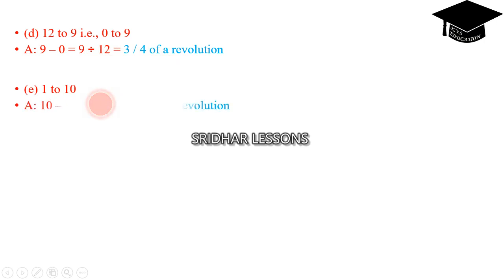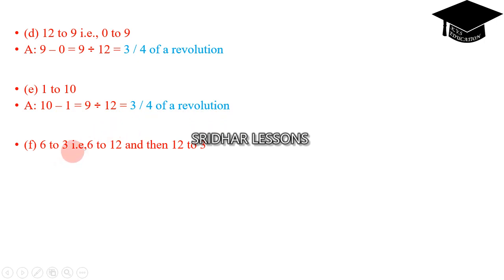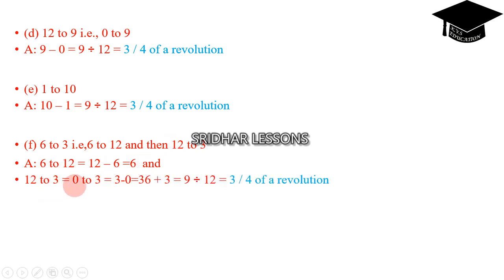1 to 10. 10 minus 1 is equal to 9, divided by 12. This is equal to 3/4th of a revolution. 6 to 3. That means 6 to 12 and then 12 to 3. Okay? 6 to 12 is 12 minus 6, that is equal to 6, and 12 to 3 is 0 to 3, that is 3 minus 0. 6 plus 3, that is 9. 9 divided by 12 is equal to 3/4th of a revolution.